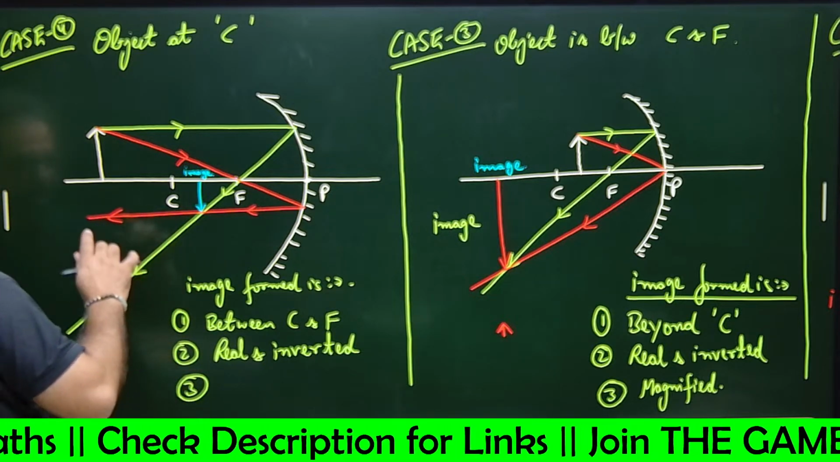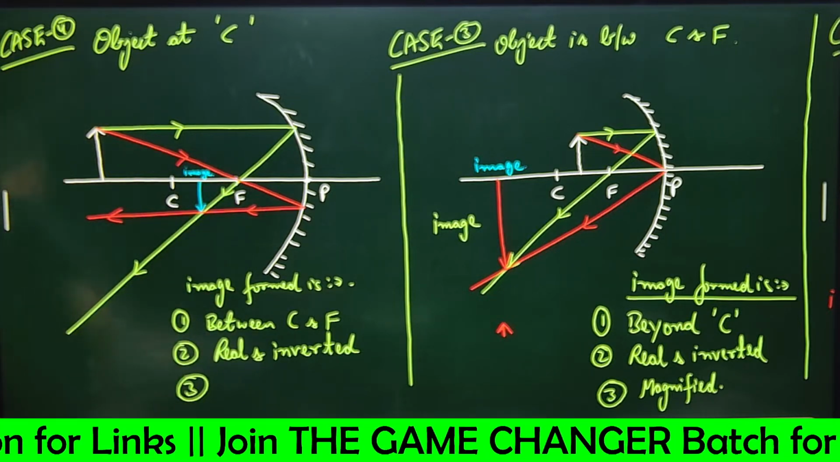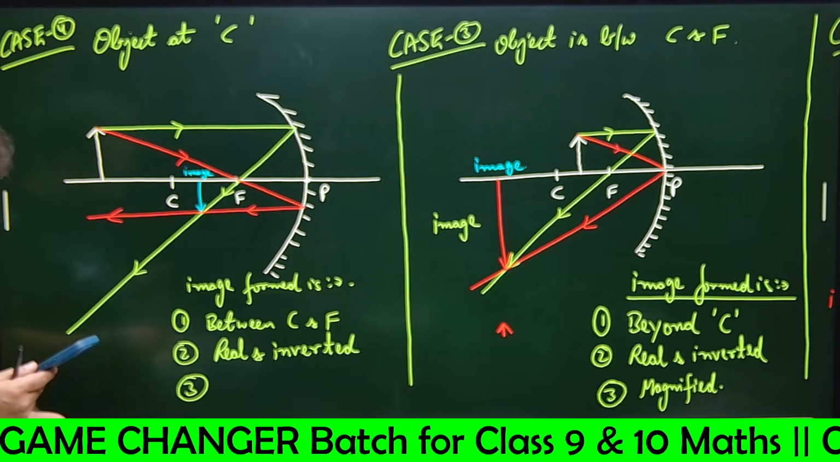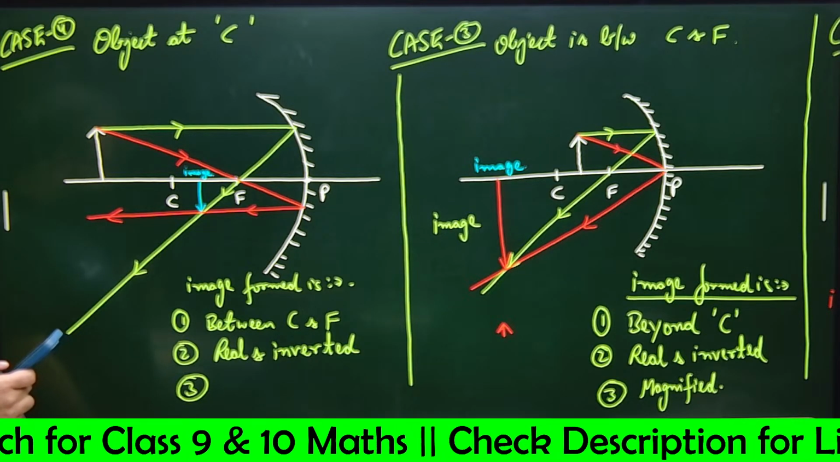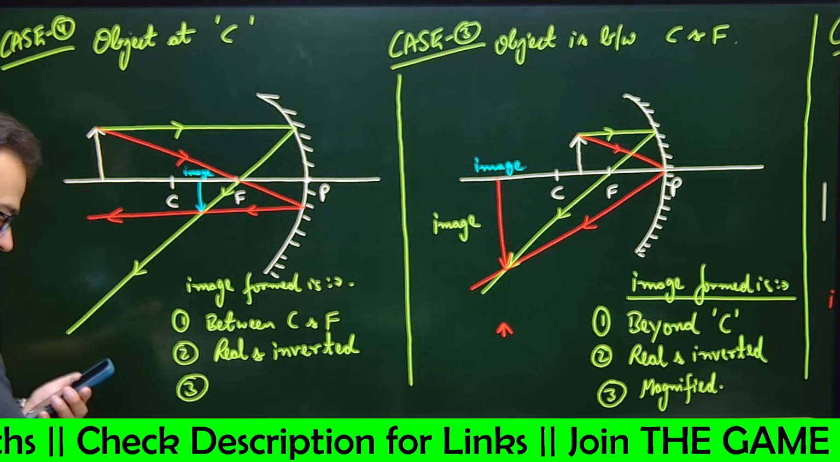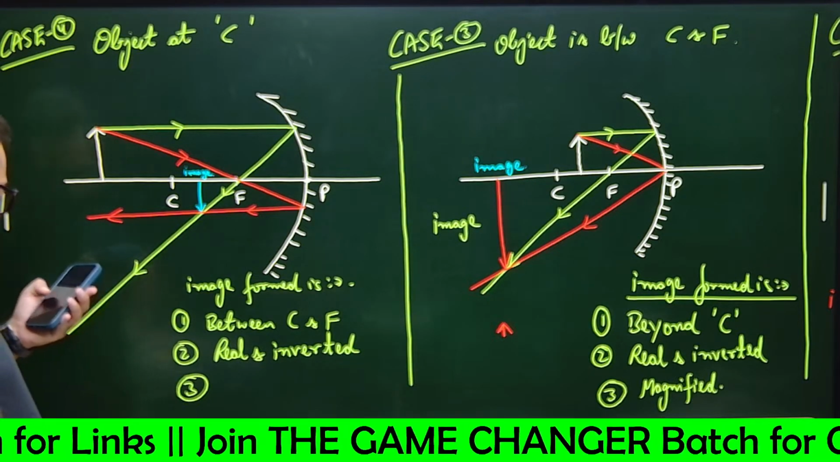Smaller or larger than the object? This is the object. This is the image. Tell me, is the image smaller or larger than the object? Tell me fast. Larger than the object. Yes, it is smaller than the object.